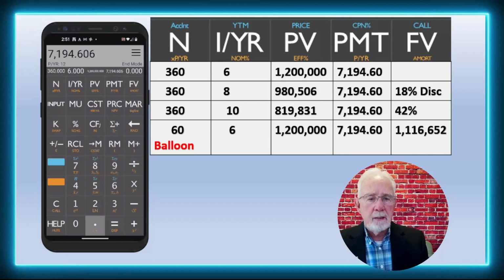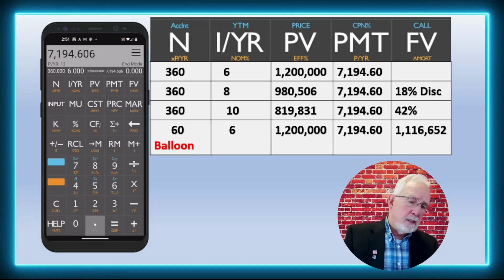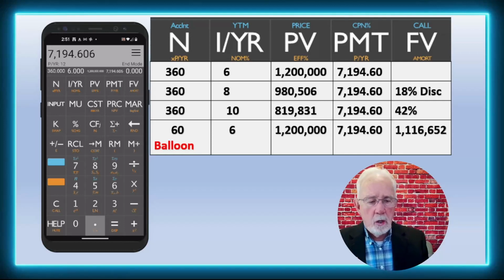So now we've got, I'll make a chart like this, and if you make a chart like this it will help you a lot, because 360 is the term, interest per year is 6%, $1,200,000, the payment's $7,194.60. Now, let's say that you're holding this note at $1,200,000, and you don't want to hold the note.